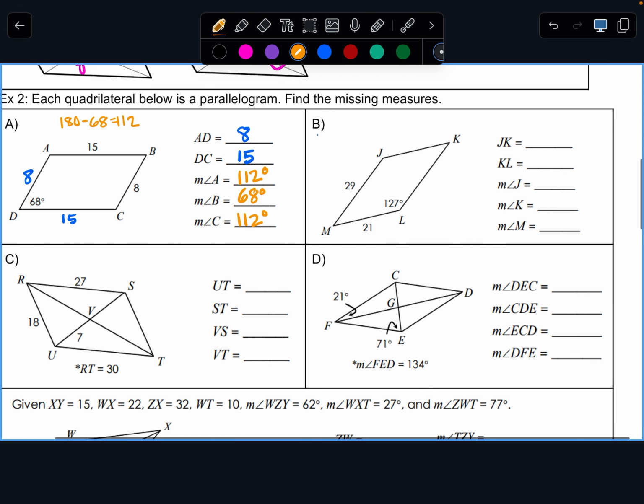For example B, JK is 21, KL is 29, angle J is 127, and to find M and K, which will be the same as each other, we need to subtract 127 from 180.